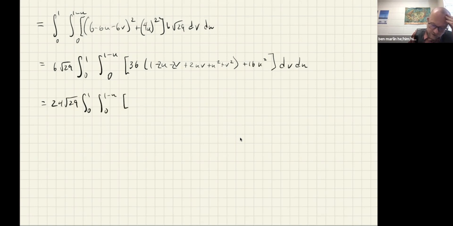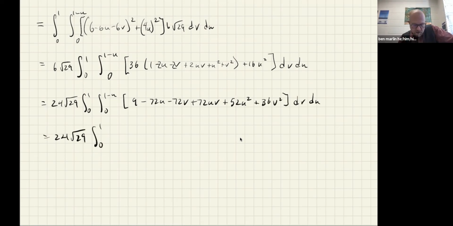And I am going to distribute through here and have 9 minus 72u minus 72v plus 72uv plus, okay, we have 36u squared and another 16, so 52u squared, and plus 36v squared, dv du. So 24 square roots of 29, integral 0 to 1, 9v minus, no, I'm not going to do that the hard way.